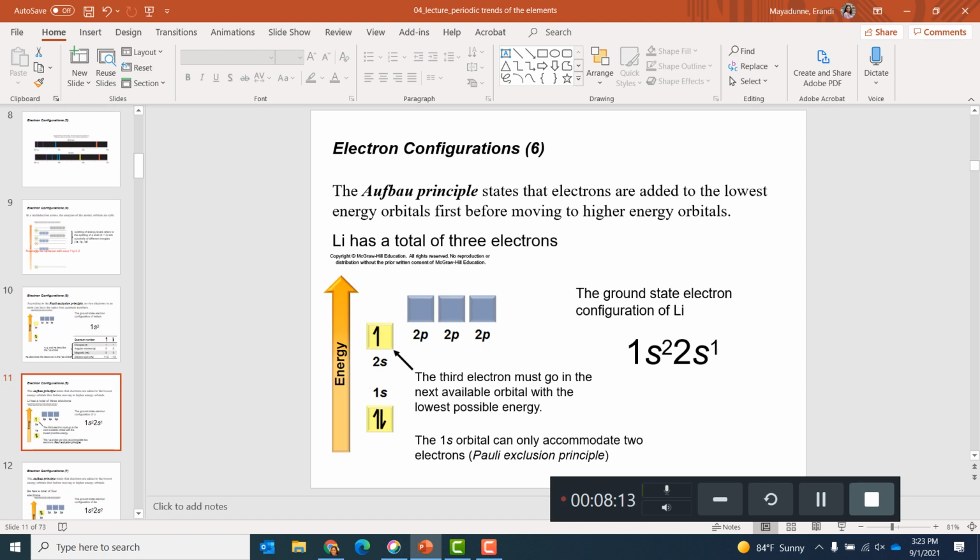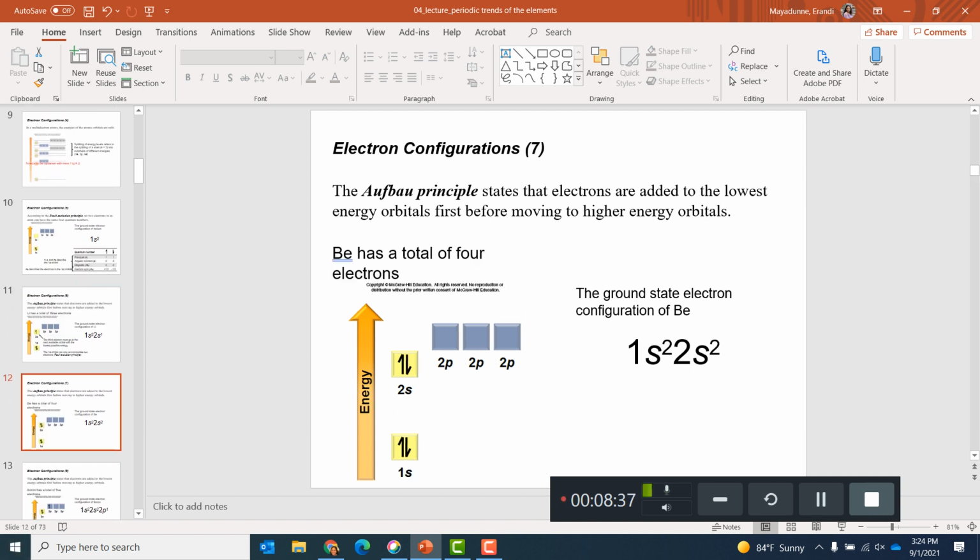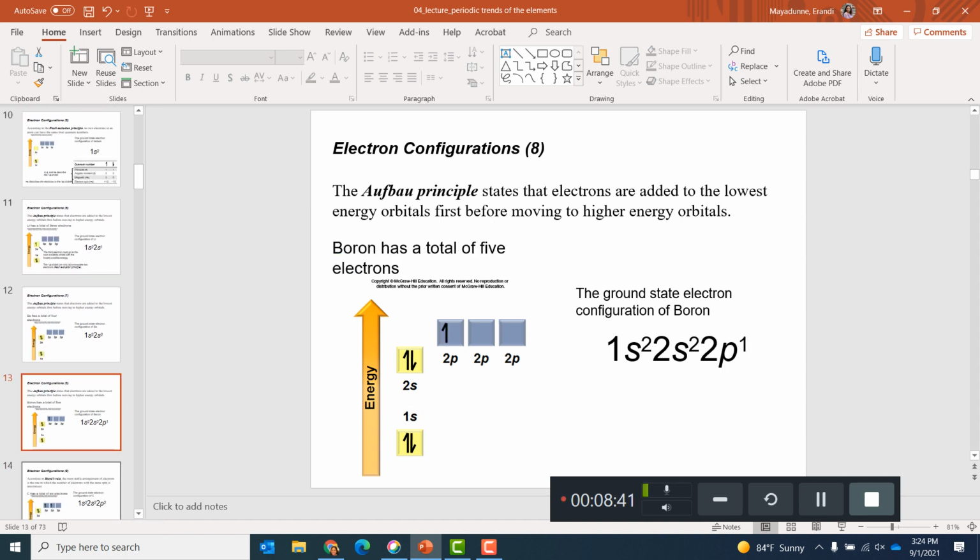Aufbau principle is another thing you need to know when you write electron configuration. The Aufbau principle states that electrons are added to the lowest energy orbital first before moving to the higher. So it's always one level filled first and then you go to the next level. First you fill 1s, 2s, and then go to 2p.